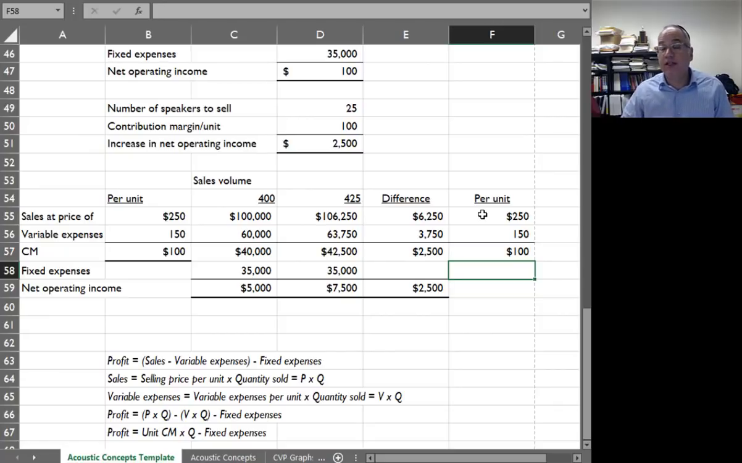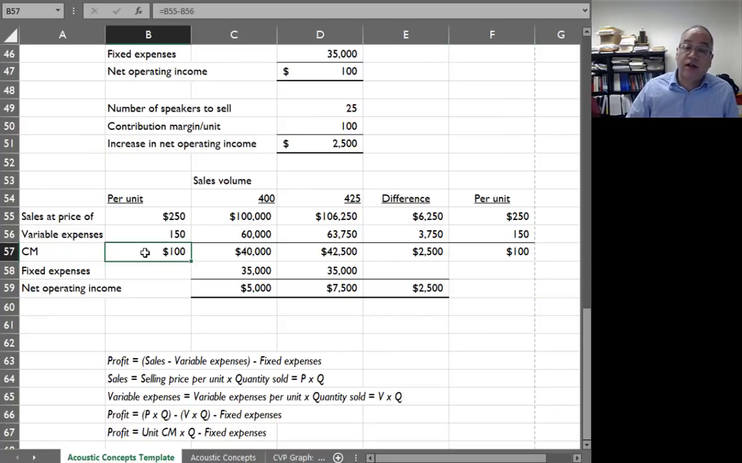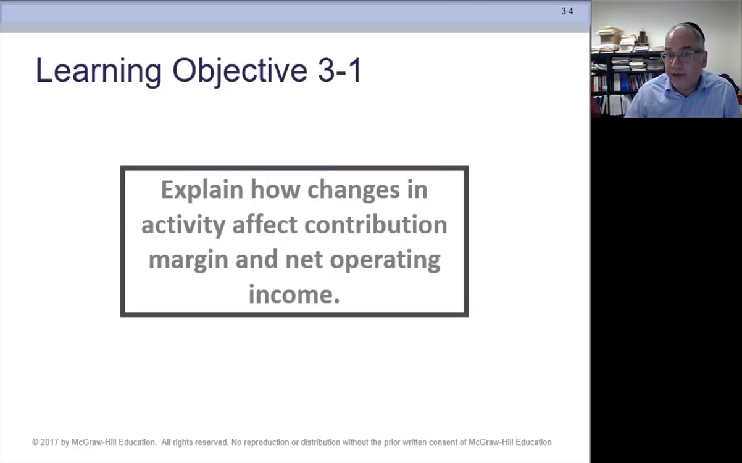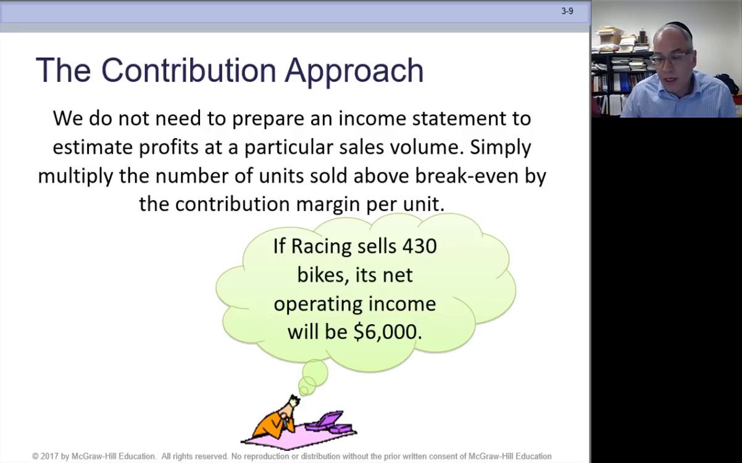So every unit that increases is going to give you another $100 in contribution margin, and that's money that's going to cover your fixed costs. And once your fixed costs are covered, then everything above and beyond that is going to go to net operating income. And that's how costs behave, and how activity levels affect contribution margin and net operating income.